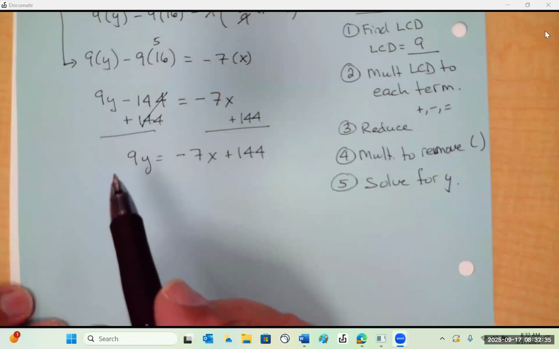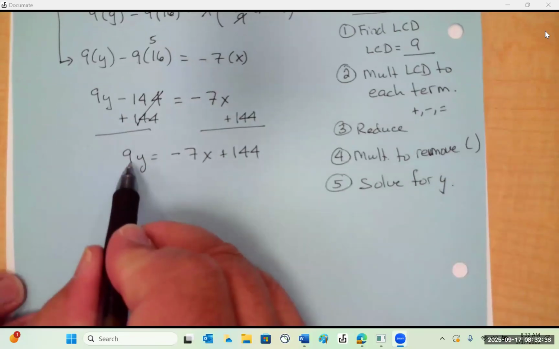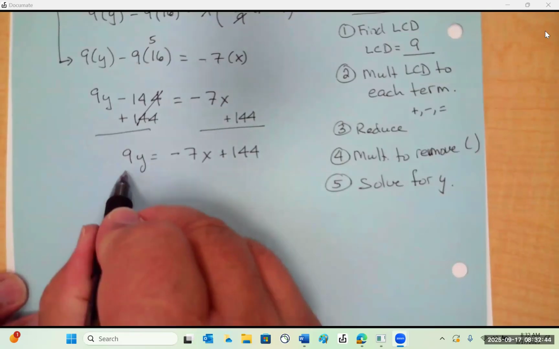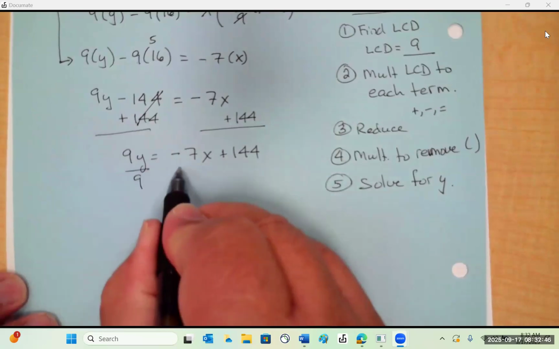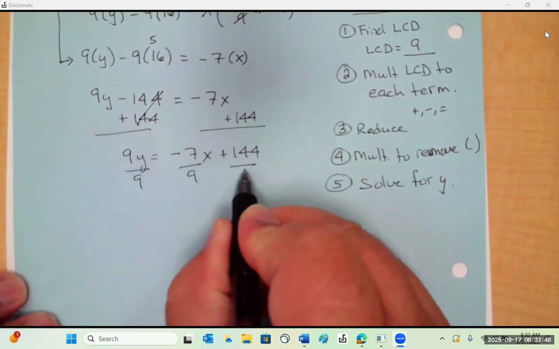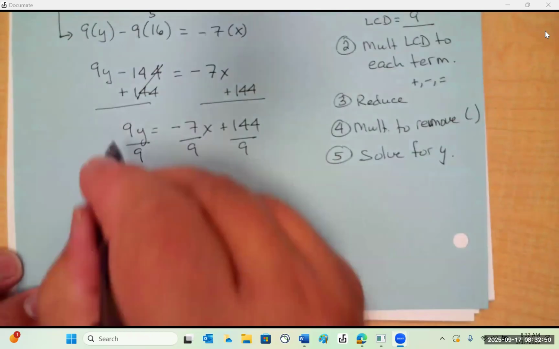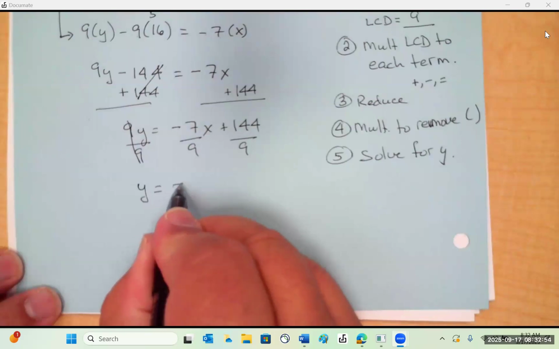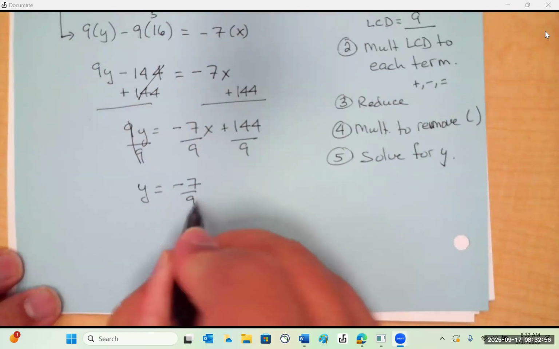You divide by 9 on both sides. Right, because we have to get rid of 9. How is 9 connected to y? They're multiplied. So what's the opposite of multiplication? Division. So we divide each one separately. So the 9's cancel. We have negative 7 over 9 x.